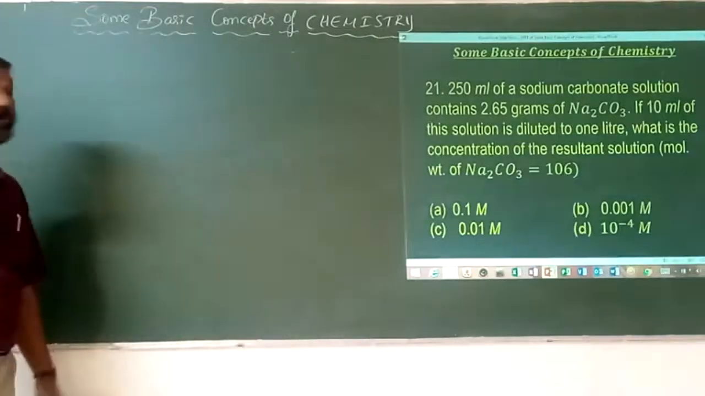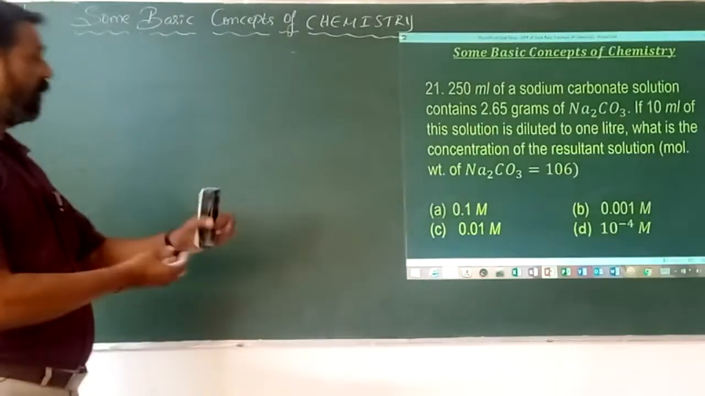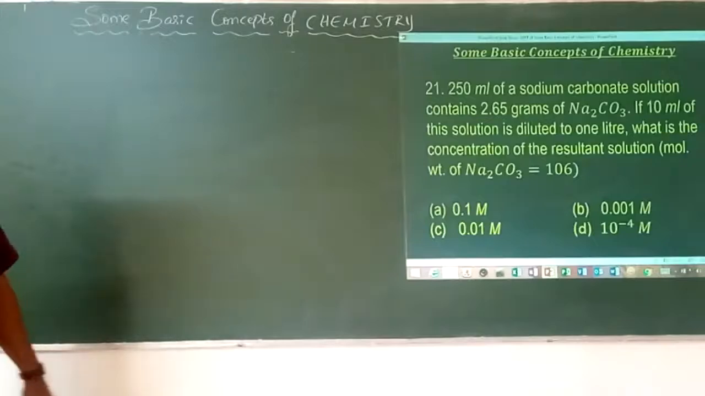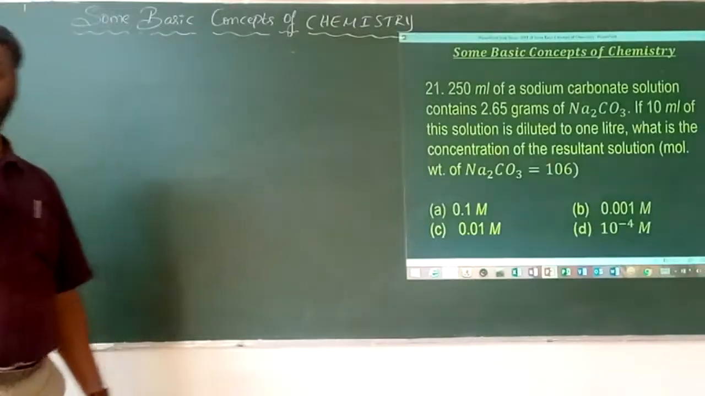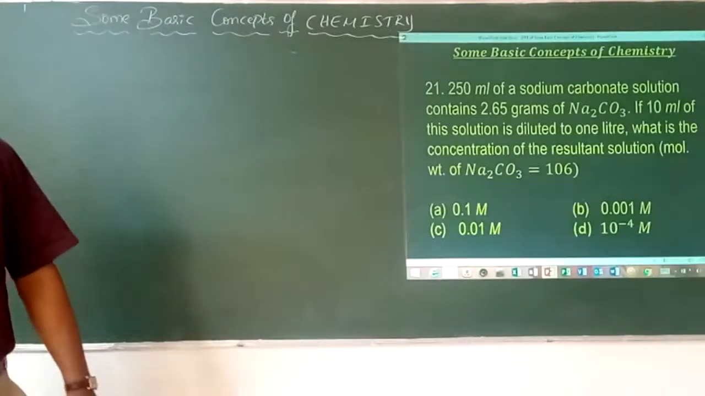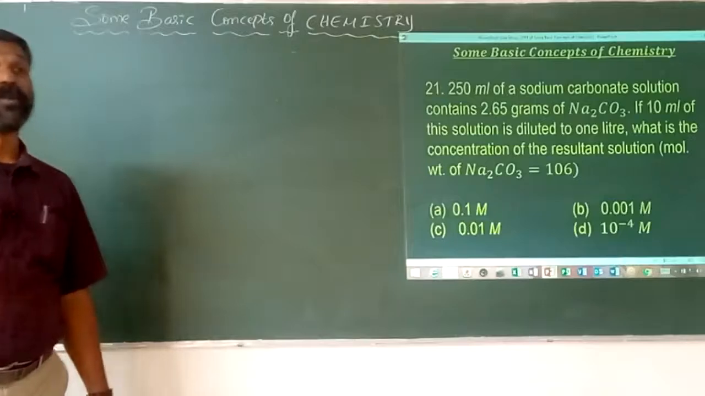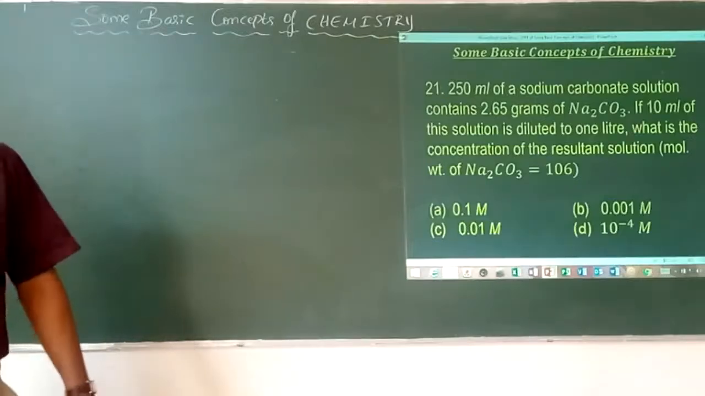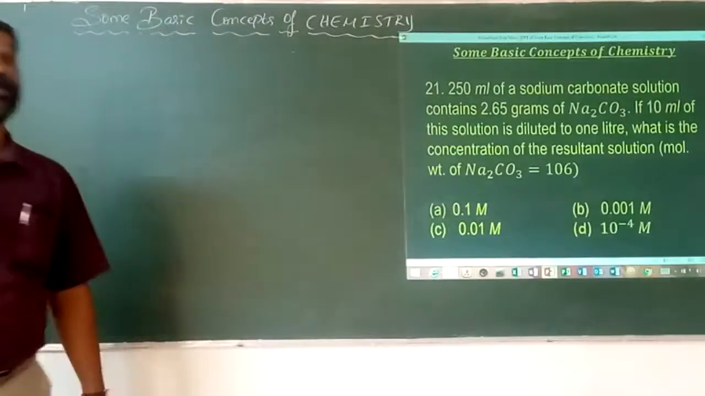Now we will have a 21st question. 250 ml of sodium carbonate solution contains 2.65 grams of sodium carbonate. Suppose 10 ml of this solution is diluted to 1 liter. Then what is the concentration of the resultant solution? The molecular weight of sodium carbonate is already given as 106.